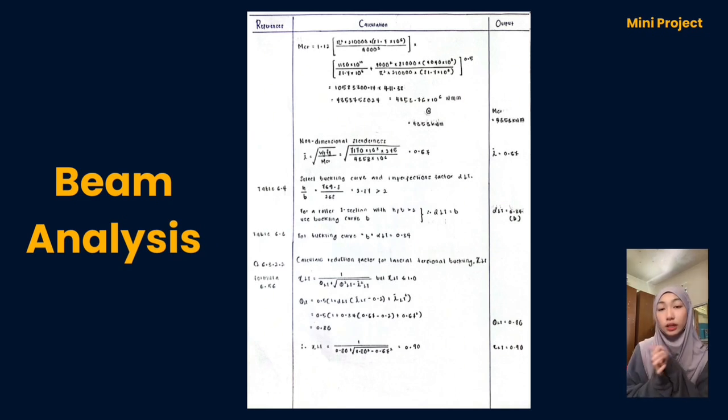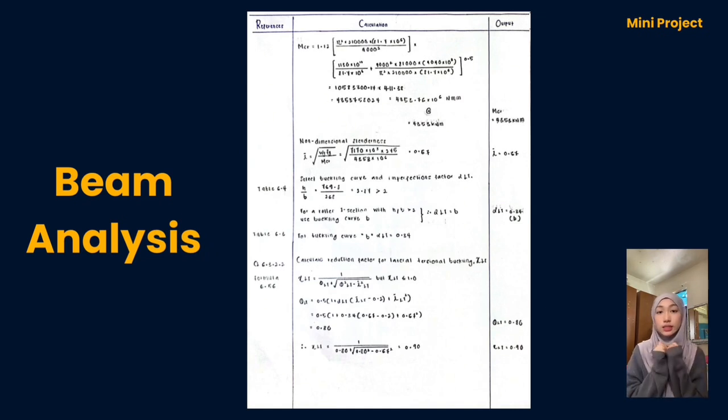After calculating, I got the Mcr value equal to 4353.76 times 10 to the power of 6 Newton millimeters. And after I convert to kilonewton meters, I got 4354 kilonewton meters. Next, we calculate the non-dimensional slenderness.